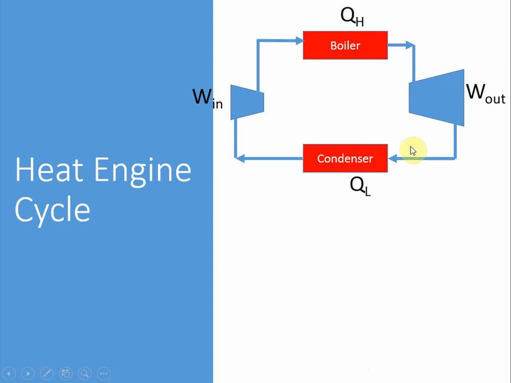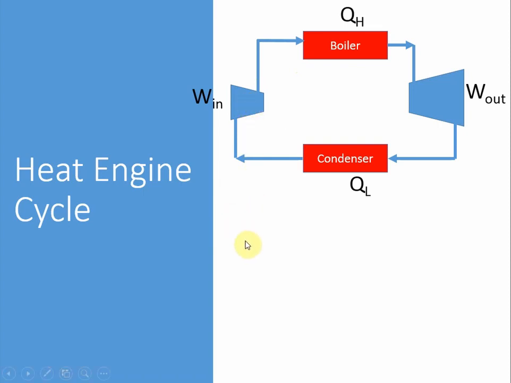Schematically, a heat engine cycle can be shown like this. This is a boiler where heat is supplied to the working fluid, and this is the turbine where work is produced from the heat energy, and this is a condenser where heat is rejected to the cooler reservoir, and this is the feed water pump, which increases the pressure of the feed water to the boiler pressure.